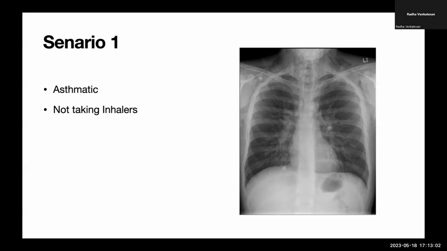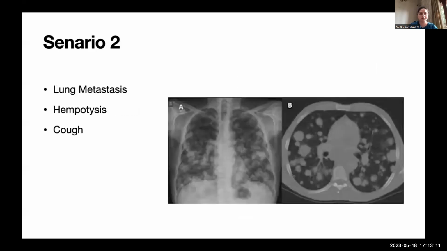Someone has asked whether she has dyspnea, history of dyspnea. Yes, she has breathlessness. She's presenting to your emergency department with breathlessness.